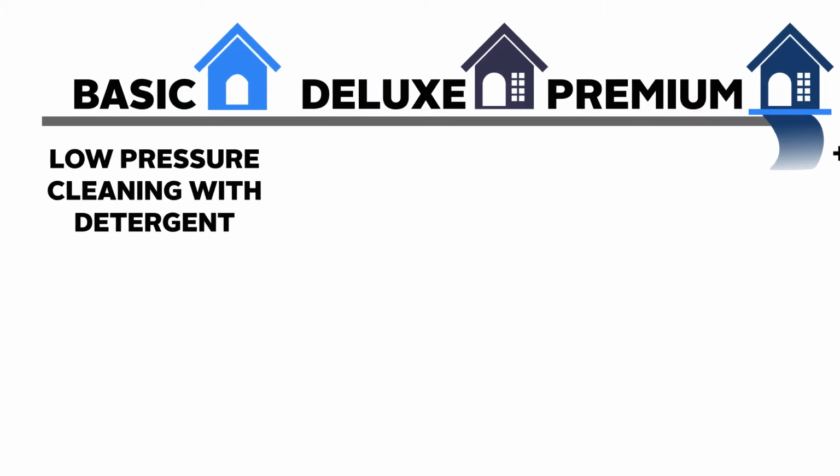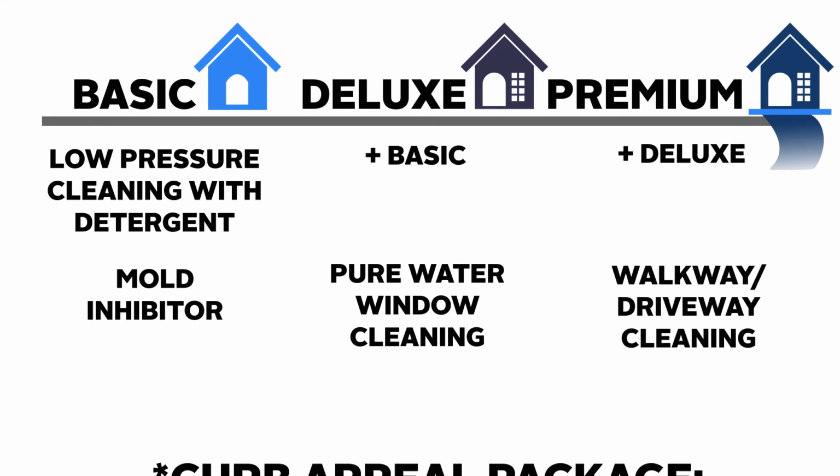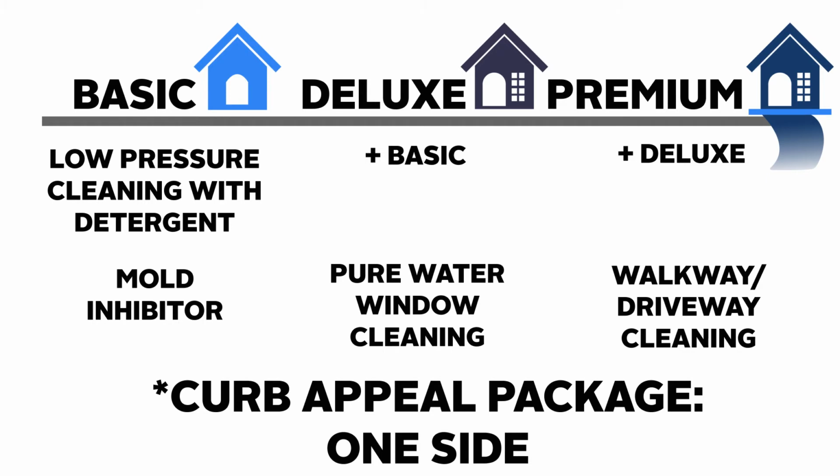Basic includes a low pressure cleaning with detergent and a mold inhibitor. The deluxe includes the basic and a pure water window cleaning. The premium includes the deluxe plus a walkway and driveway cleaning. The curb appeal package is designed for one side of your house only.